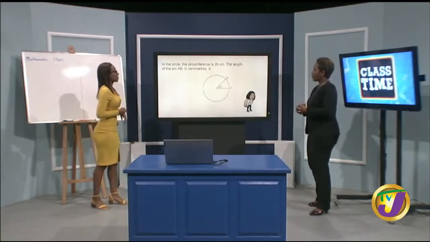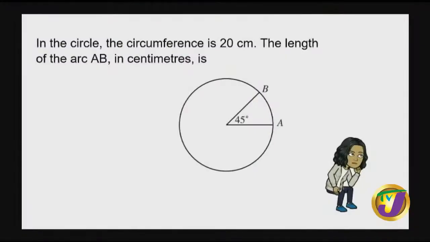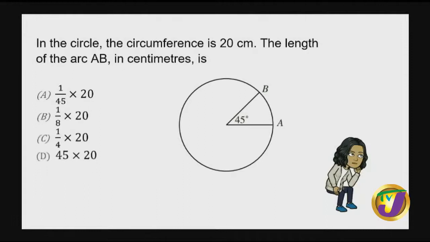All right, so here we have another question. In the circle, the circumference is 20 centimeters. The length of the arc AB in centimeters is, and we're asked to find this. So again, we need to know some information. So what are the information that we need to know?